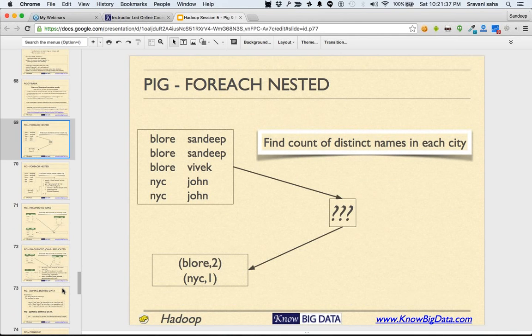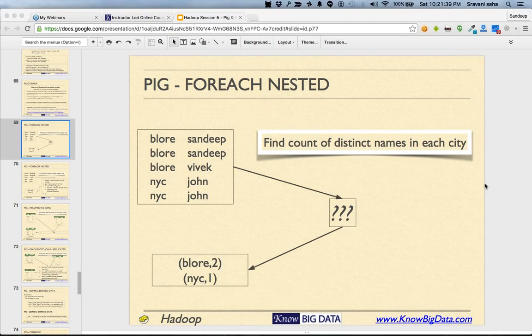Now, a few advanced operations in case of pig. Sometimes you have to use map reduce for the values. If you have a lot of values, let's say your data set contains a lot of values for a group, in those cases, inside itself, you may want to use the same standard MapReduce. In those cases, the foreach nested is quite useful.